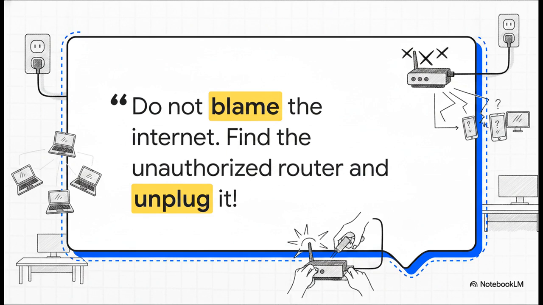So the crucial point is, and I really want you to memorize this unbreakable law and put it in your toolkit forever. If some devices work and others don't, do not blame the internet line. Find the unauthorized router or extender plugged in by mistake and unplug it. Seriously, guys, do not waste your time calling the telecom provider to complain about the internet line. The internet is perfectly fine.